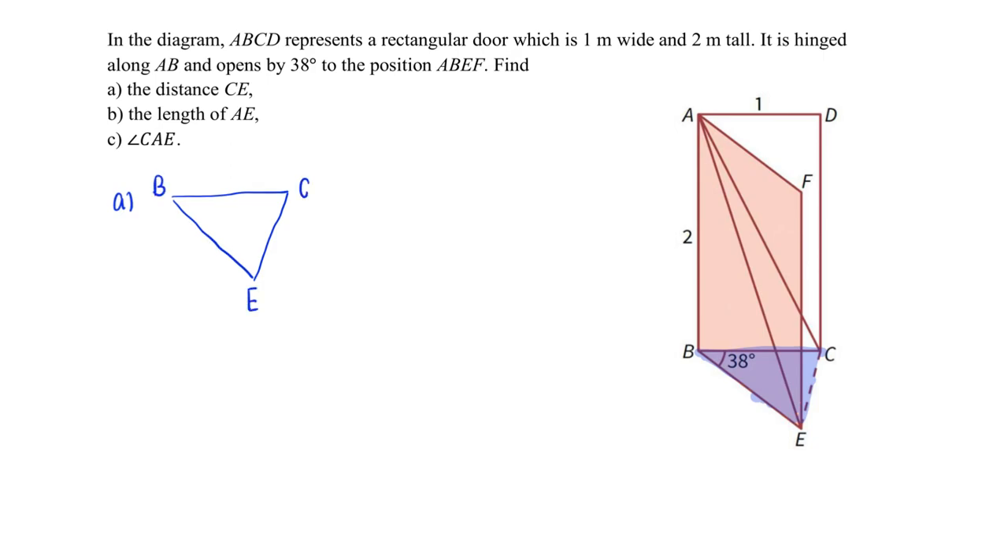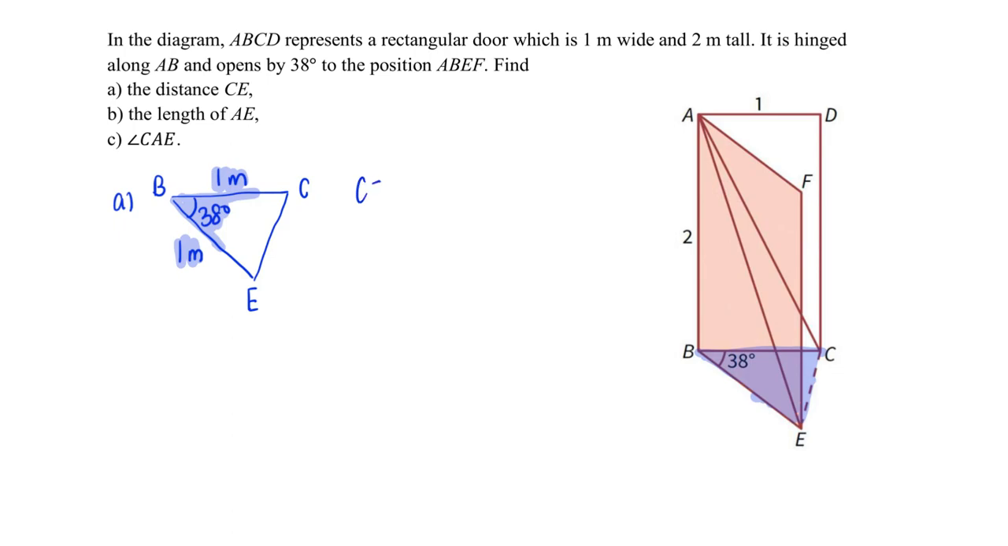Because this is a rectangular door, AD is 1 meter wide, so BC is also 1 meter. And because we are opening this door, what do you think the length of BE is? Yes, it's also 1 meter. It is the door, it's just opening. Once we have this configuration, this is 1 meter, this is 1 meter, and this is the angle given. They ask us to find CE.